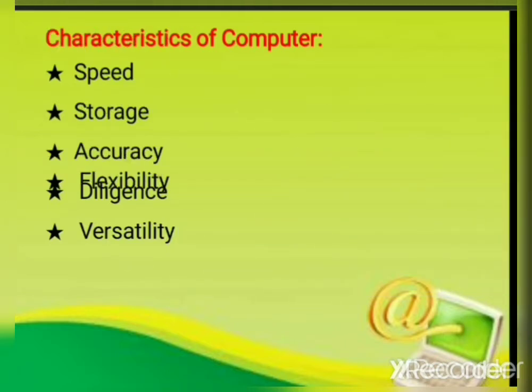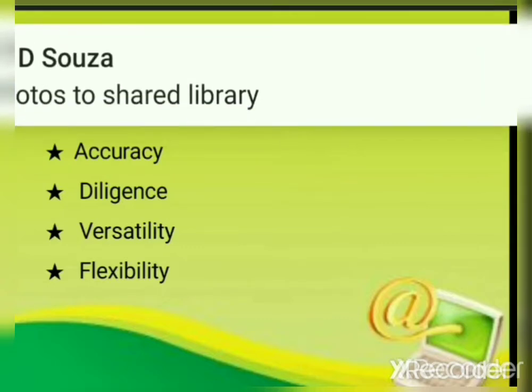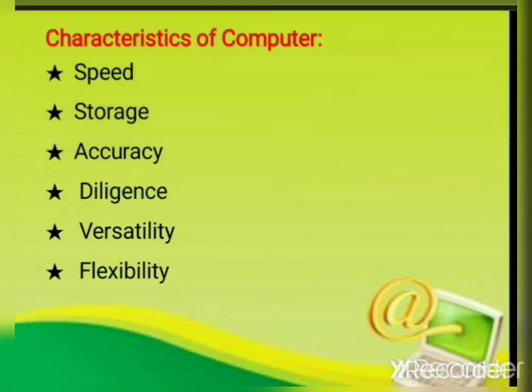The next one is flexibility. It involves number of things you can do with the computer, like you can play games, you can do business tasks, multimedia, and so on. Next one is cost effectiveness. Computer reduces paperwork and human effort by reducing cost.